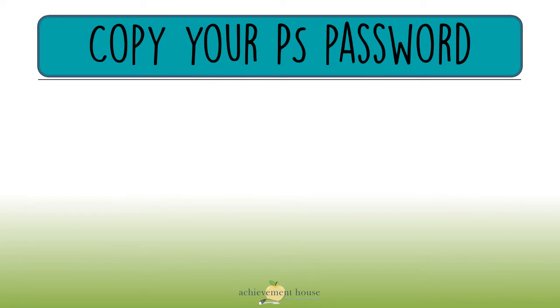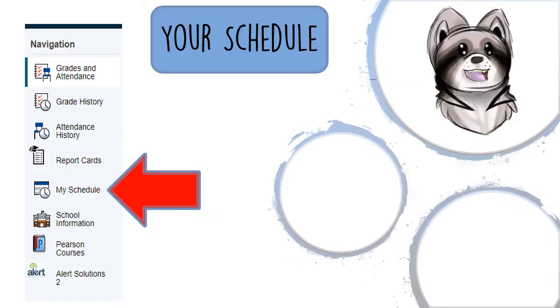Now that you have your PowerSchool ID, which is the same as your Schoology ID, and you have your password, you are ready to access PowerSchool. Go ahead and enter those credentials. When you get into PowerSchool, you're going to see several things. If you've been with Achievement House for a while, you'll be able to check your grades and previous attendance. What we're interested in now for the purposes of this lesson is to take a look at your schedule. So go ahead and click on My Schedule.